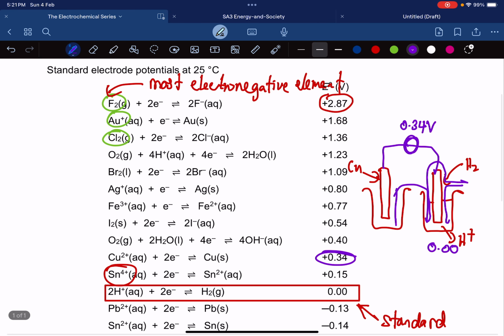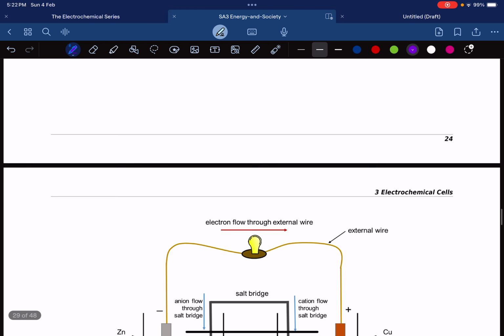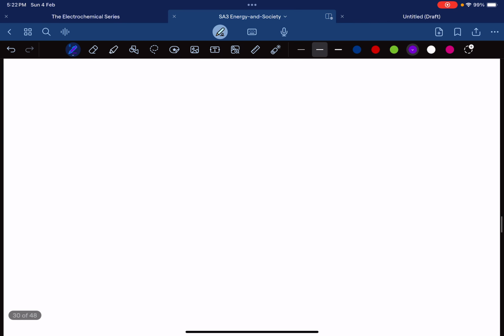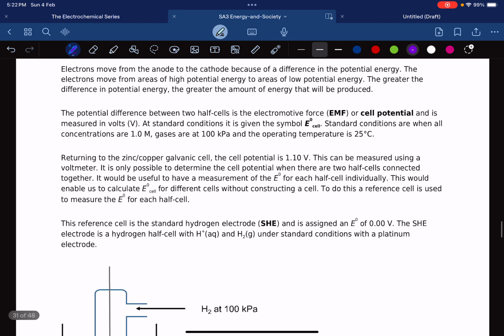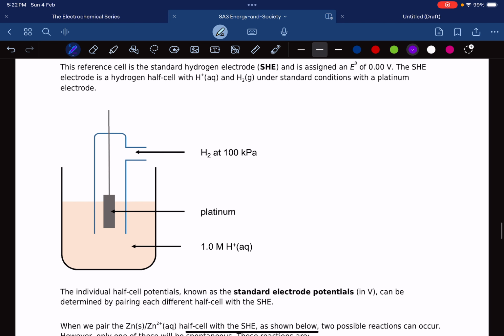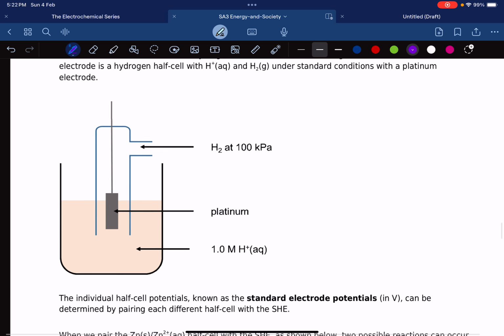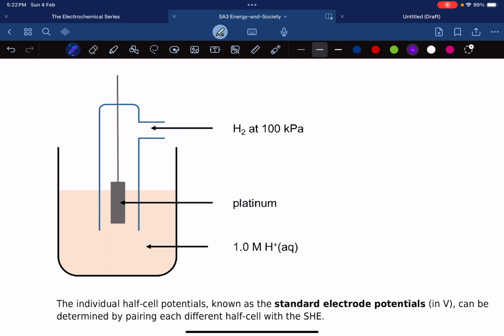So this is called the SHE electrode, standard hydrogen electrode. Later on you can read this. It is not so important, but you can read this. Here is standard. This is the standard hydrogen electrode. So hydrogen is pumped in at 100 kilopascals. Solution is 1 molar, and we use a platinum electrode because hydrogen does not have an electrode. Hydrogen does not have an electrode, so we use a platinum electrode.